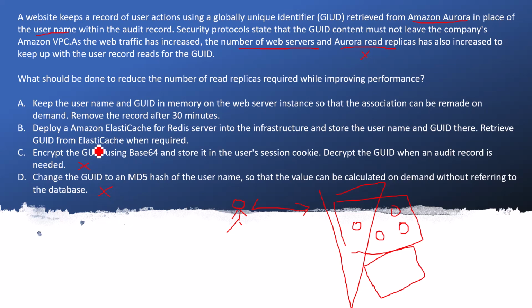The simple answer is that we can create the ElastiCache where we save the required GUID mapped with the username, and whenever it is required the web server can access it. It will also persist, so it will be useful for the audit record as well. So I'm marking B as the right answer, and this is the wrong answer.